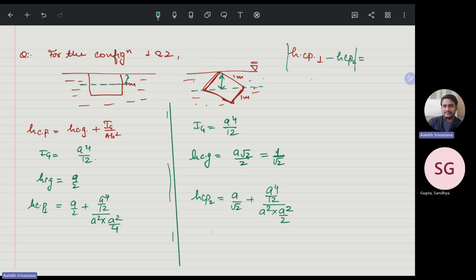So first this value is coming as 0.824 meters and this value is coming as 0.666 meter. So as you can see, this is large compared to this. So the difference and the mode of that is 0.158 meter. So this is the difference for this configuration.